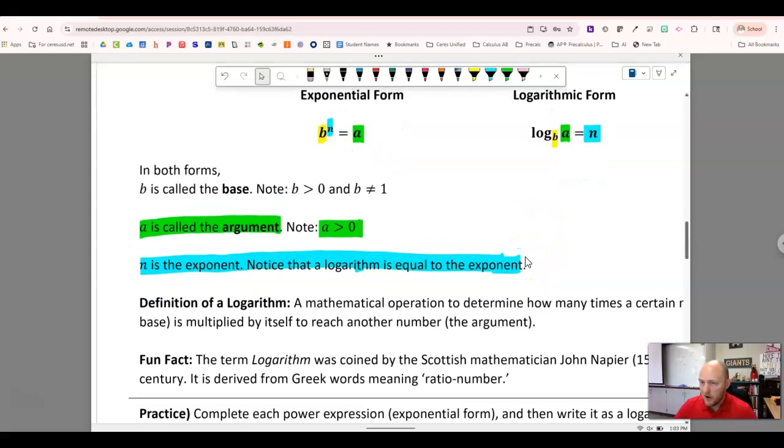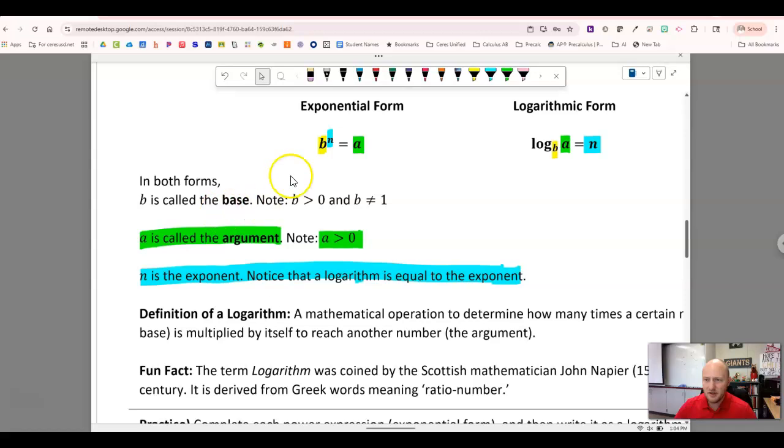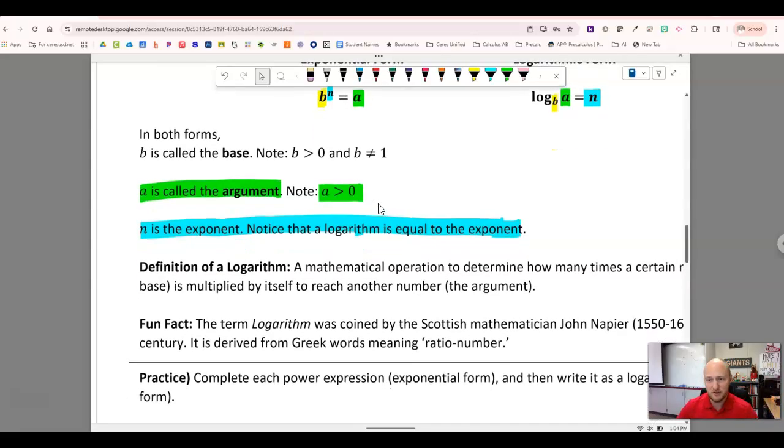Other things to note about the base, we talked about this with exponentials. Your base has to be positive. If your base is not positive, you're multiplying by a negative, so you alternate and get an alternating sequence. That can't be a function. And second, your base can't be 1, because if you just multiply by 1 over and over again, you just get 1, and that's no fun.